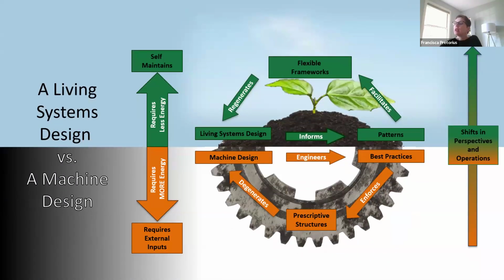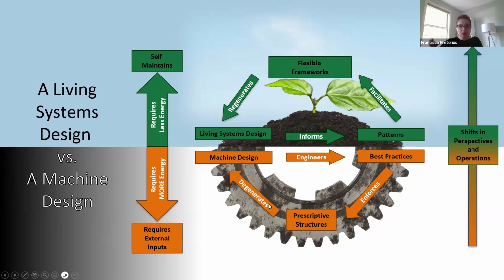So at nRhythm, we use this to explain the difference between a machine design and a living systems design. Again, there's no right or wrong here. We're just talking about the application of one system versus another. So the machine design engineers best practices, it enforces prescriptive structures, and then it degenerates.